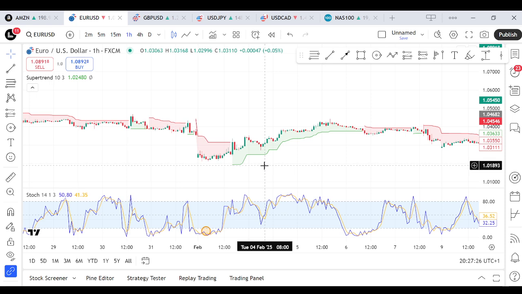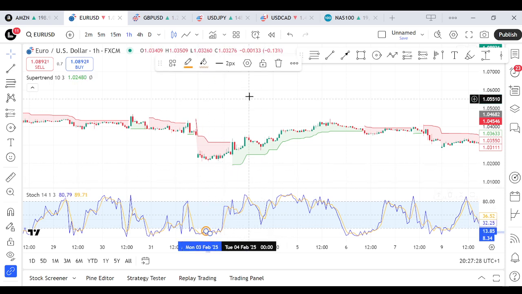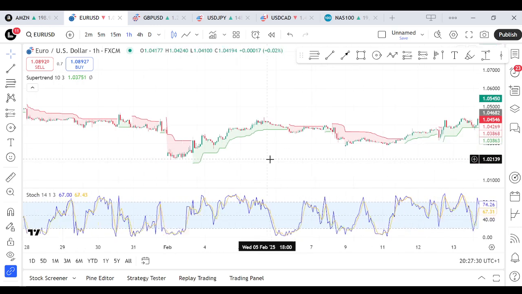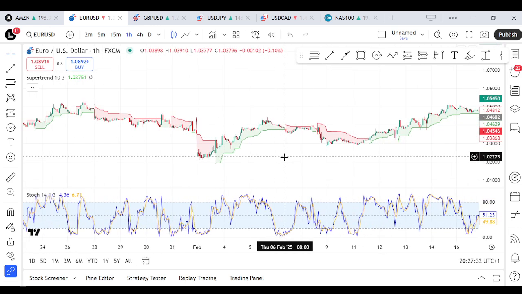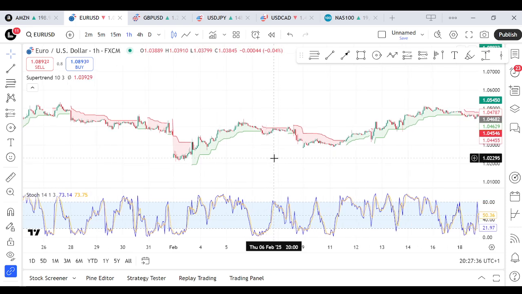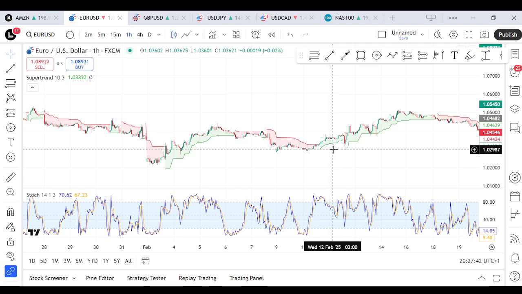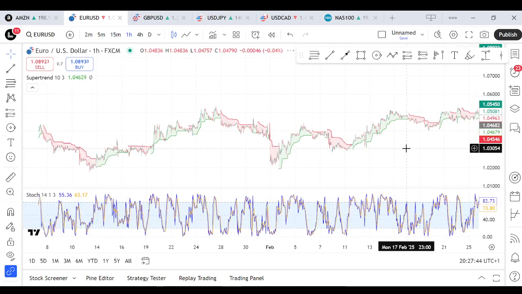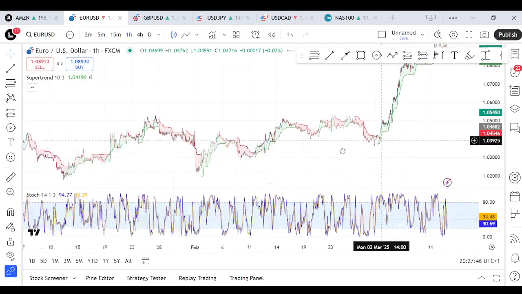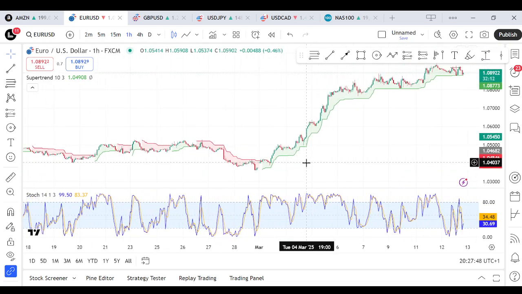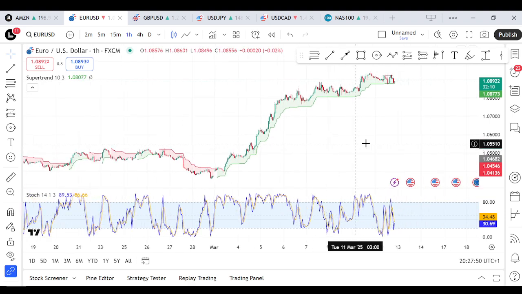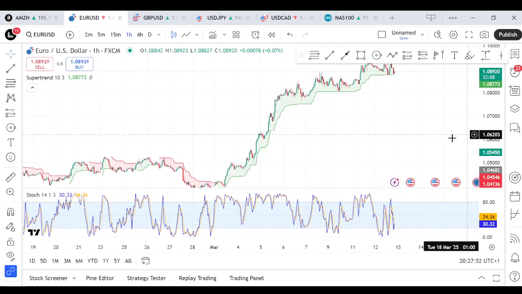So enough of the English. I'm sure we all understand how these indicators work. Let's talk about the SuperTrend stochastic strategy. How can you use these two indicators to trade following this strategy which I'm about to show you? The first step is to identify the trend direction. If you want to trade with the SuperTrend stochastic strategy, the first step is identifying the trend direction. The SuperTrend is going to help us to do that.